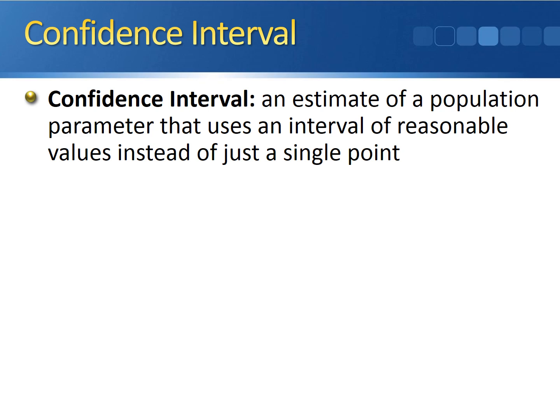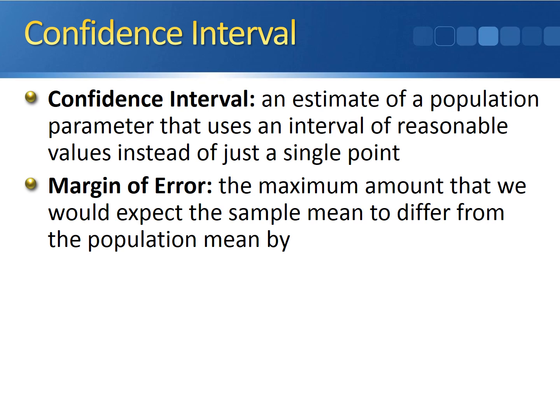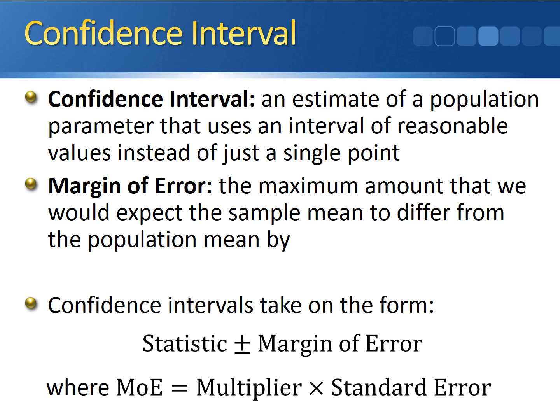Now, in order to construct this confidence interval, we also have to define the margin of error. The margin of error is the maximum amount that we would expect the sample mean to differ from the population mean by. All of our confidence intervals are going to take on a similar form. They're going to start with the sample statistic, and then we're going to add and subtract the margin of error from the sample statistic. The margin of error is going to be some multiplier times the standard error of the statistic.